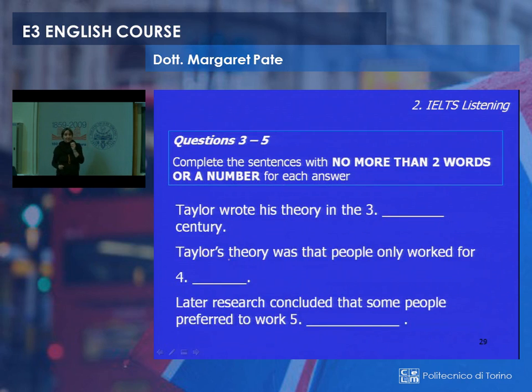Right, let's try this exercise then. Okay, so write no more than 2 words or a number. Are you ready?